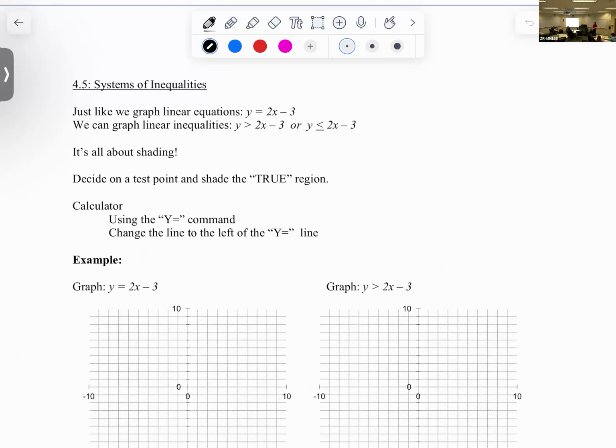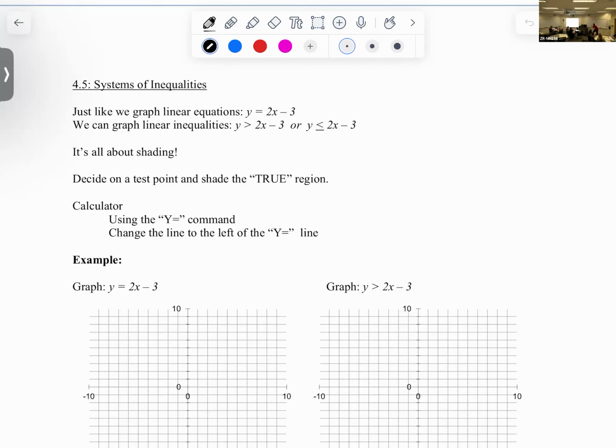All right, as for today, we're going to finish up chapter 4, graphing. This is the last bit of graphing, and then we're transitioning to polynomial algebra, and that's basically the rest of the semester.